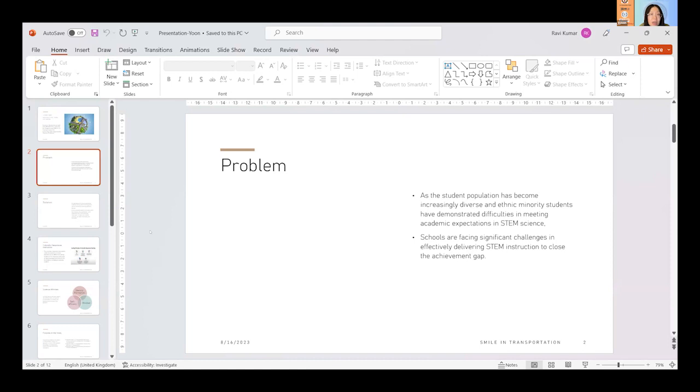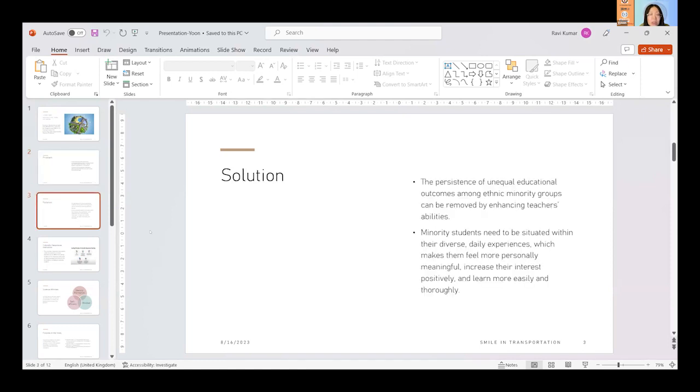So that's why this study started. As a solution, many previous research studies emphasize culturally responsive instruction, because when minority students' daily lives are integrated with their culture, then they feel very comfortable and respected. So that's why in instruction, teachers need to include the students' culture. So that's the solution. And next.